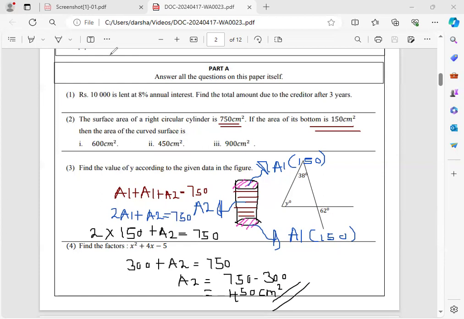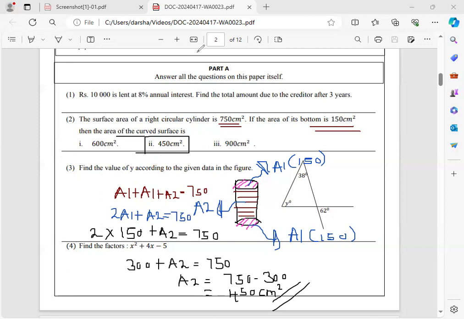Normally, a right circular cylinder has a curved surface and two circular surfaces. Both are the same. That is the reason, if they gave the area of the bottom as 150, this is also 150, so totally 300. We know A1 plus A2 plus A1, everything together, is 750. From that we can calculate the area of the curved surface. They have given you three answers: 600, 450, 900. Therefore, the answer is 450 centimeters square.